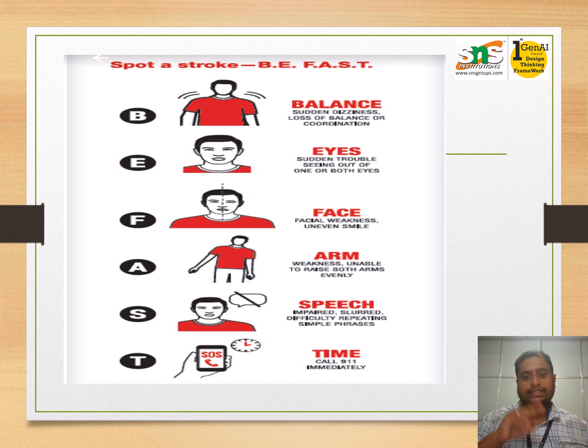The eyes are going for nystagmus. We already saw this in the clinical features. It may be a stroke. The face is having drooling or facial weakness. It may be the stroke. The arm is getting weak and the patient complains he is not able to lift his arm. Then it may be because of the stroke. If the speech is impaired or slurred, it may be because of the stroke.